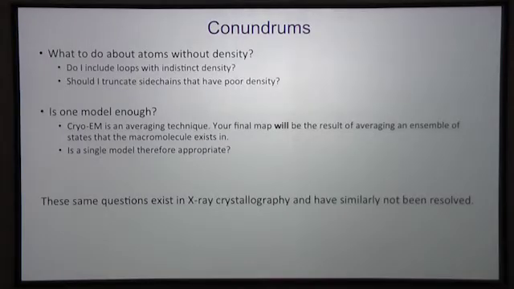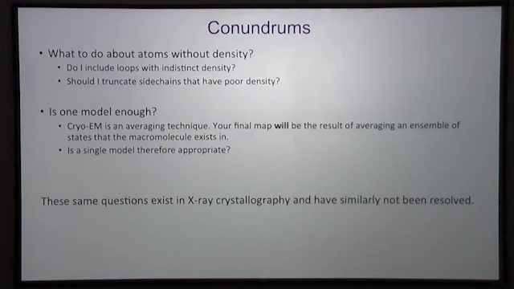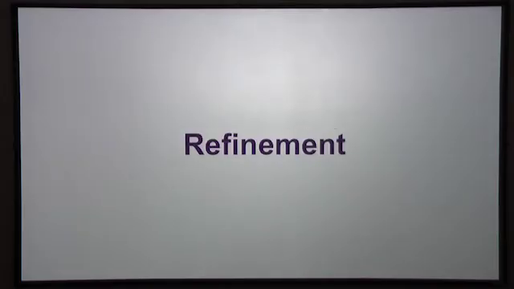So there are some conundrums with model building. One is what to do about atoms that have no density. Do you build those loops where there's only weak or faint or no density? What do you do with side chains, which, again, have no density? Do you truncate them? And also, is one model enough? So cryo-EM is an averaging technique. And so the maps that we obtain will naturally be a result of averaging many different conformations. So is a single model really appropriate for that map? Or do we need an ensemble of models? And I have no answer to these conundrums. The debate has been raging for many years in X-ray crystallography, and really it's up to the particular model builder to decide how they interpret these questions.